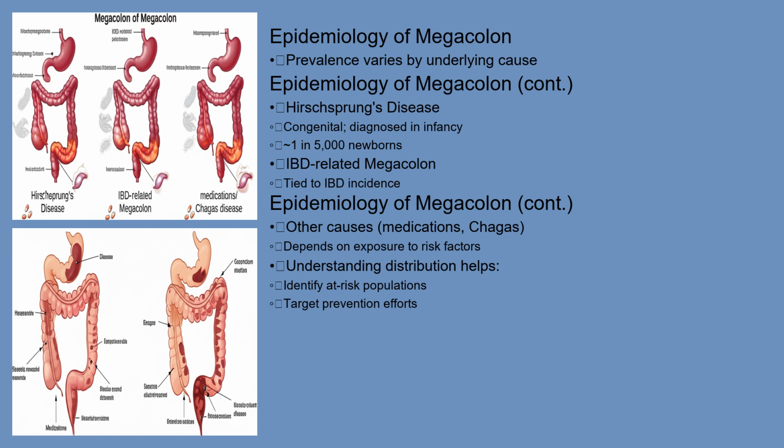Epidemiologically speaking, megacolon's prevalence varies depending on the underlying cause. Hirschsprung's disease, being congenital, is usually diagnosed in infancy and affects about 1 in 5,000 newborns. Inflammatory bowel disease-related megacolon is tied to the incidence of IBD itself. The frequency of megacolon caused by other factors, such as medications or Chagas disease, depends on exposure to those risk factors. Knowing this distribution helps us understand who's most at risk and how to target prevention efforts.